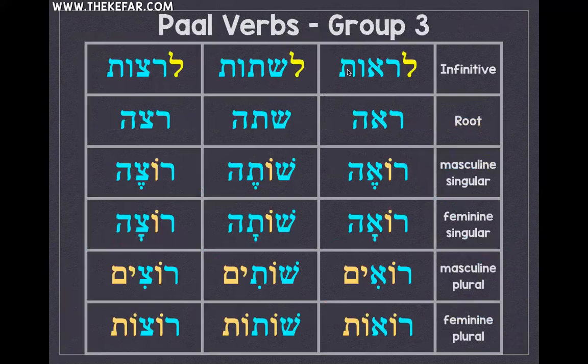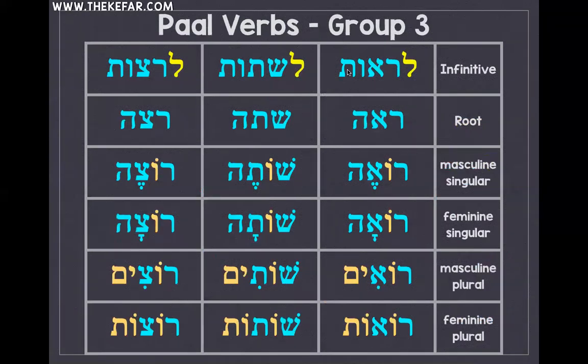So we see again, this group of verbs, what we call the vav tav, are Paal verbs where the infinitive ends in a vav and a tav. So we have lir'ot, lishtot, and lirtzot. And of course, I'm going from right to left. Our root is ra'ah, shata, ratza.